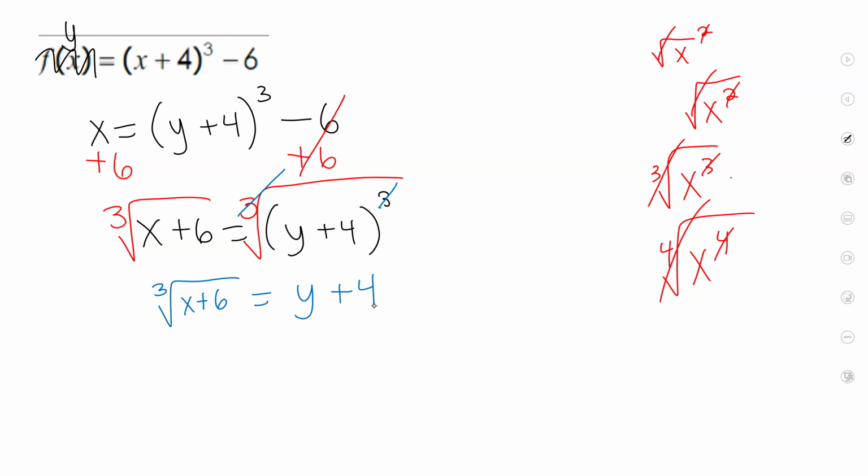We have one more step, guys. What should I do? Yes, subtract 4 from both sides. Notice this minus 4 is outside of the cubed root. This does not come together to become 2. Keep them separated. So your final answer is the cubed root of x plus 6. Then we subtracted 4. So this is your inverse.